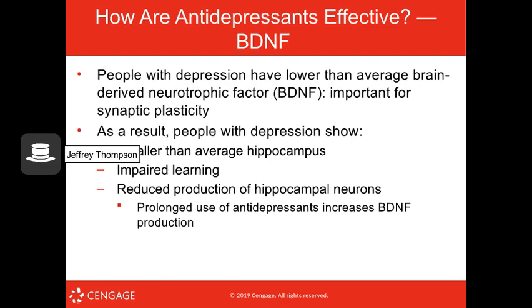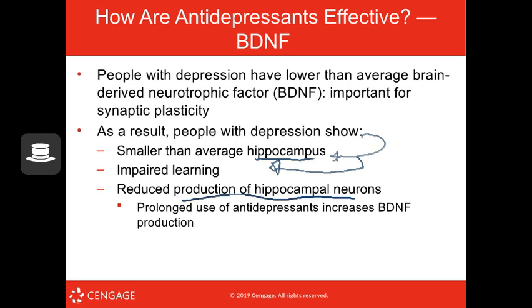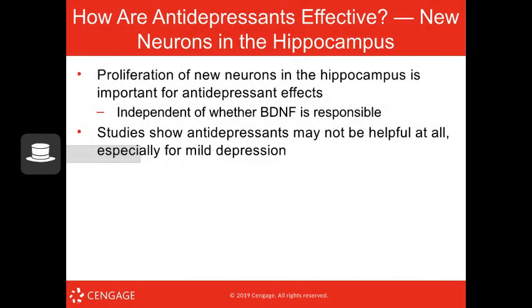So people with depression have lower than average brain-derived neurotrophic factor, BDNF. This is important for understanding synaptic plasticity, basically how much the brain is going to change. People with depression are going to show a smaller than average hippocampus, impairments in learning, and reduced production of hippocampal neurons. Prolonged use of antidepressants will increase BDNF, so it's going to make the brain more open to change. The proliferation of new neurons in the hippocampus is important when we're looking at the effects of antidepressants, but it doesn't seem to be completely tied to BDNF.